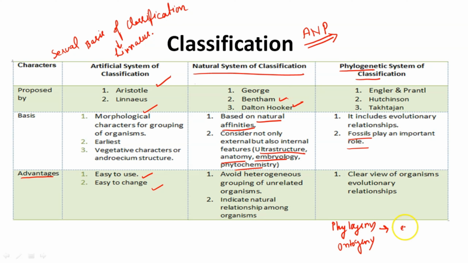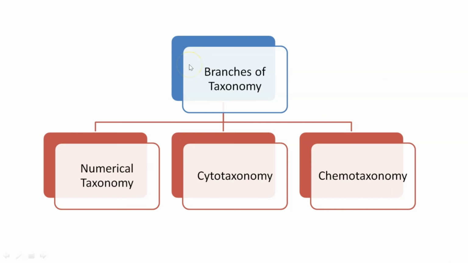It's just evolutionary history, and ontogeny is life history. So you may come across these terms when you further proceed with this chapter. Now let's study the branches of taxonomy.